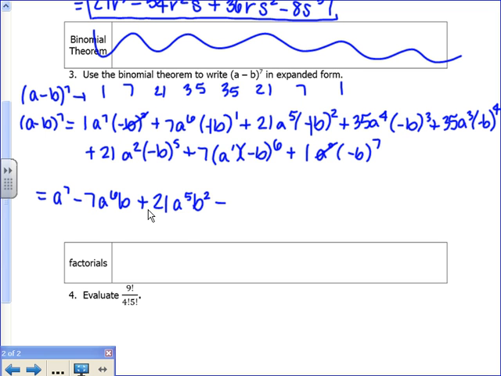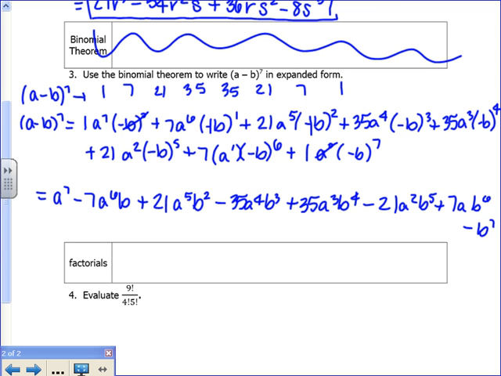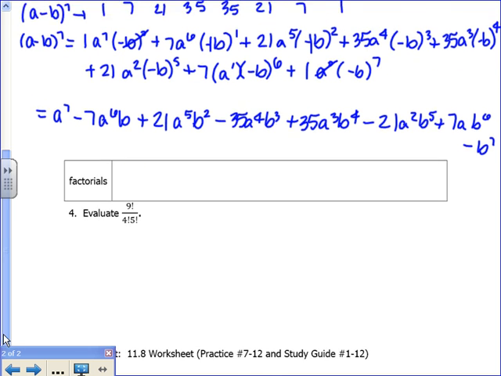Minus, because you're going to notice that these signs are actually just switching around, 35, a to the 4th, b to the 3rd, plus 35, a to the 3rd, b to the 4th, minus, notice I'm not even paying attention to those negative b's anymore because I already see the pattern. I'm going negative, plus, negative, plus, negative, plus: 21a squared, b to the 5th, plus 7ab to the 6th, minus, oh, I almost fit it on one line, b to the 7th. And there is my answer on that one.